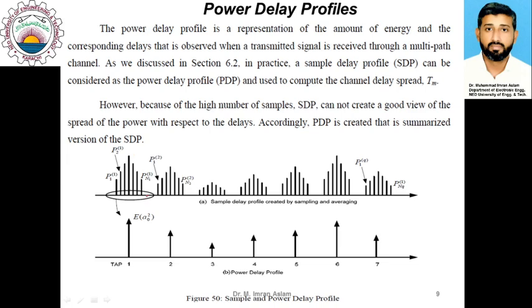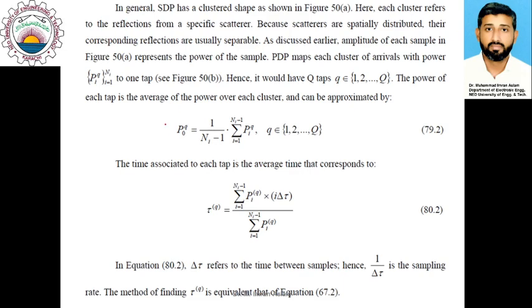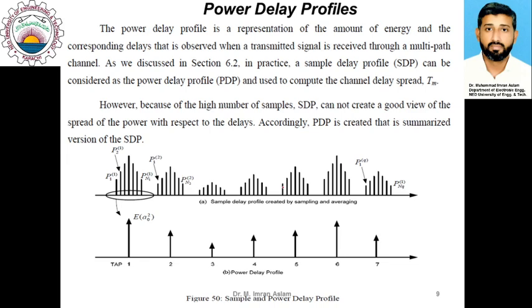This averaging is done in the same way as we generally do averaging. The power associated with each scatterer is the average of the powers of all the signals associated with that particular scatterer, and the average delay is the weighted average with respect to the power associated with that particular delay. This is how we create a power delay profile.